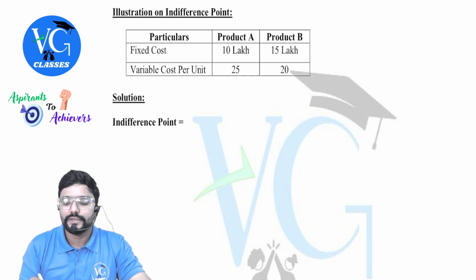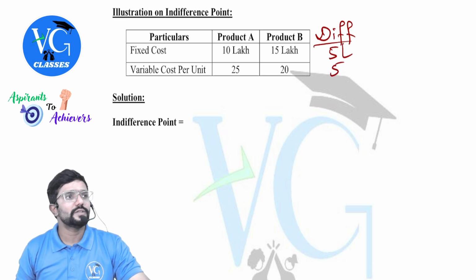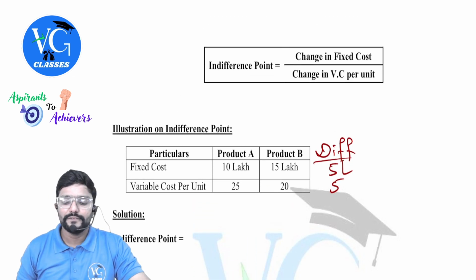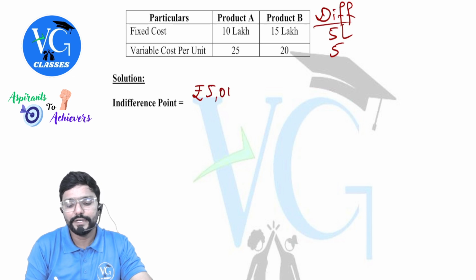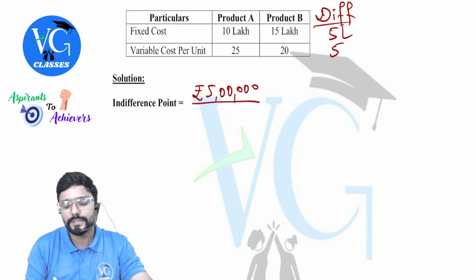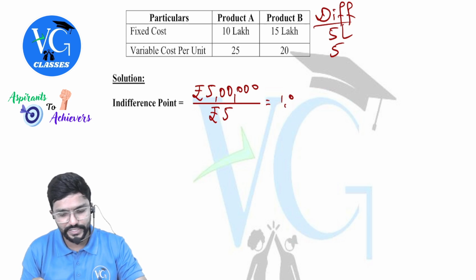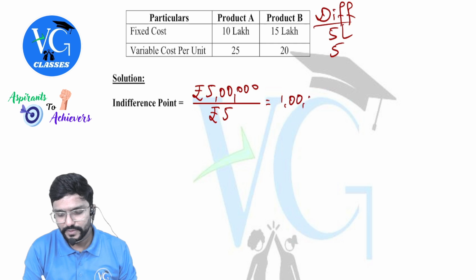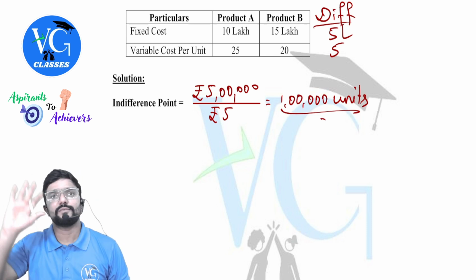Guys, what is the difference? Let me calculate here. Difference 5 lakh and 5 rupees. Correct. So, what is the formula to calculate? Change in fixed cost, 5 lakh, divided by 5 rupees. How much will you get? 1 lakh units. Guys, what is the meaning of this?